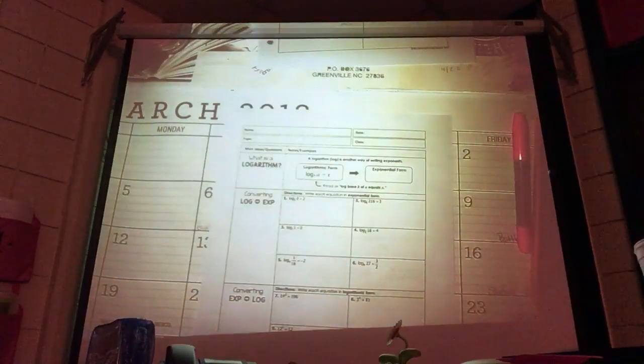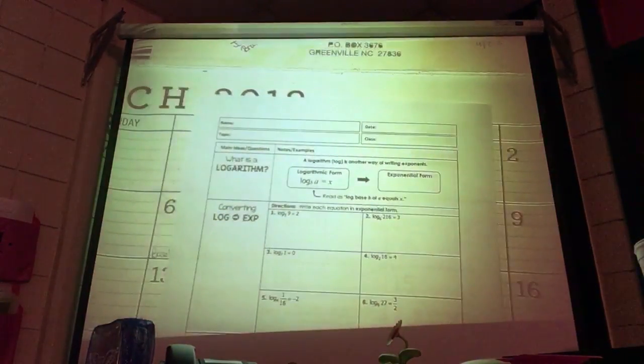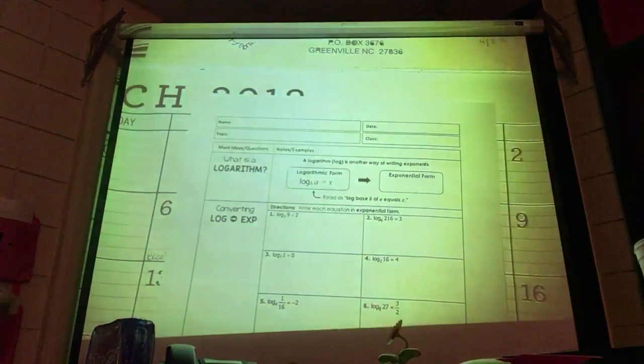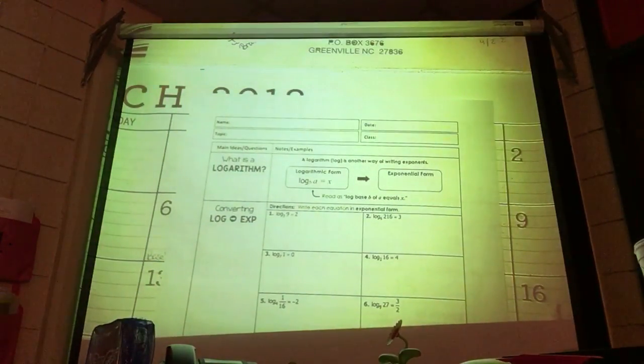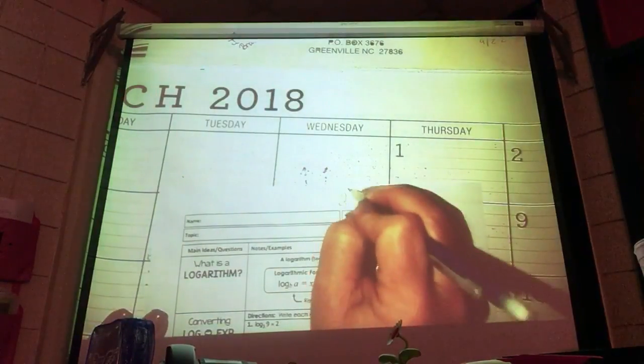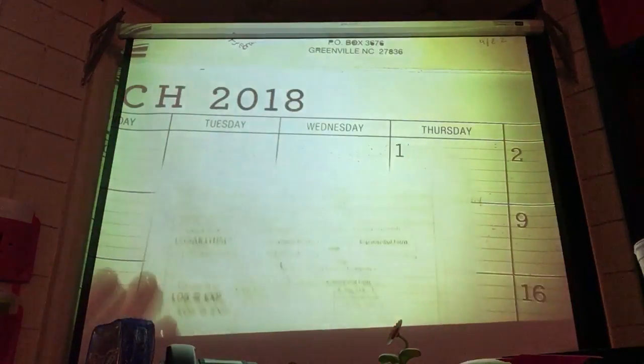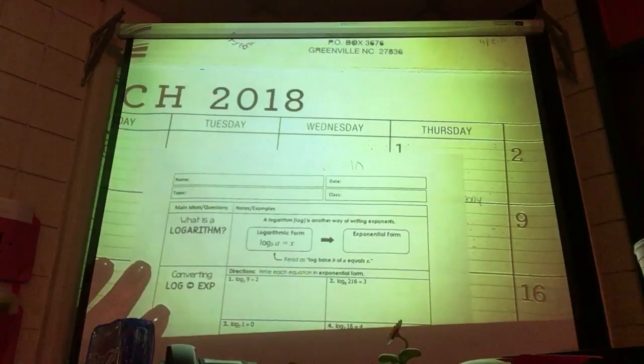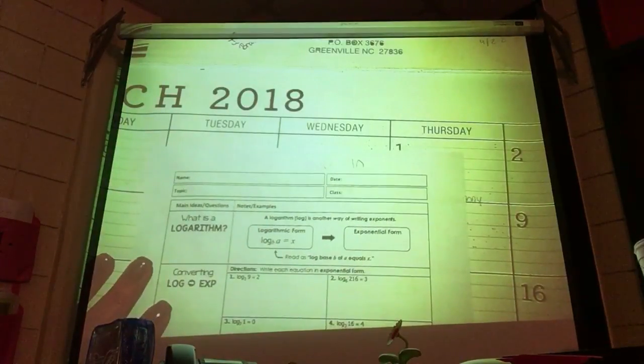Logarithms. Yesterday we were solving exponential equations, and what logarithms do is they allow us to solve an equation where our exponent is a variable. Meaning, we have been able to solve 2x is equal to 10, but we have never been able to solve something that looks like 2 to the x power is equal to 10. Is everybody with me? So logarithms allow us to do that.